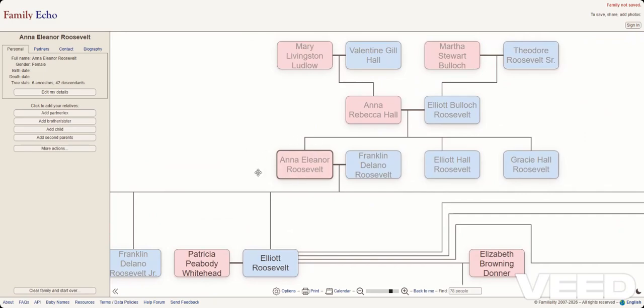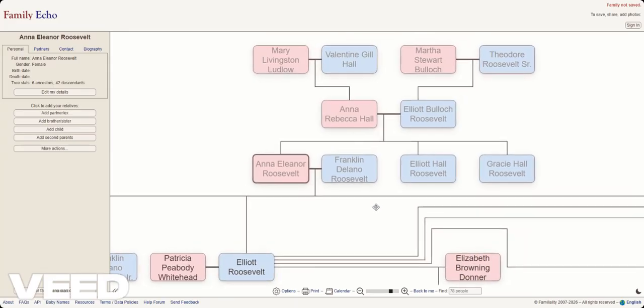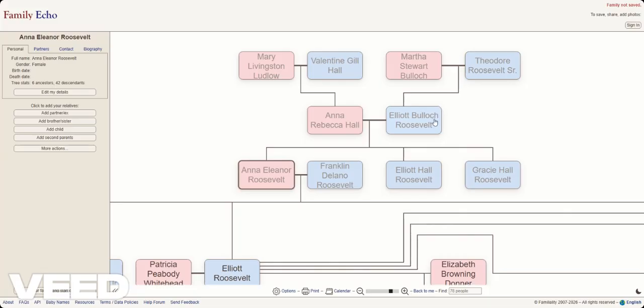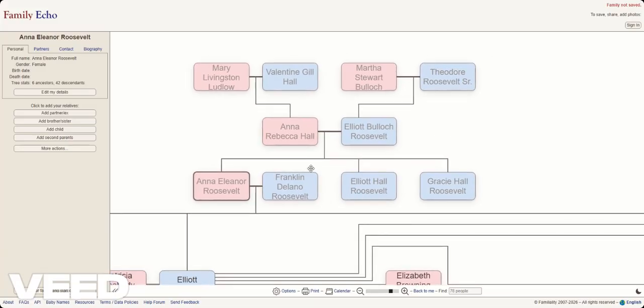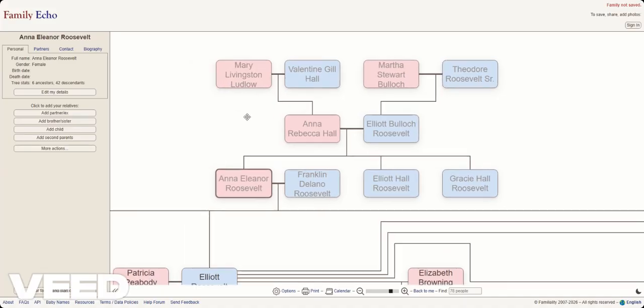This is Eleanor Roosevelt over here, Anna Eleanor Roosevelt. Anna was her first name, but she never used it. Her parents were Elliot Bullock Roosevelt and Anna Rebecca Hall. Her paternal grandparents were Theodore Roosevelt Sr. and Martha Stewart Roosevelt, and her maternal grandparents were Valentine Jill Hall and Mary Livingston Ludlow.